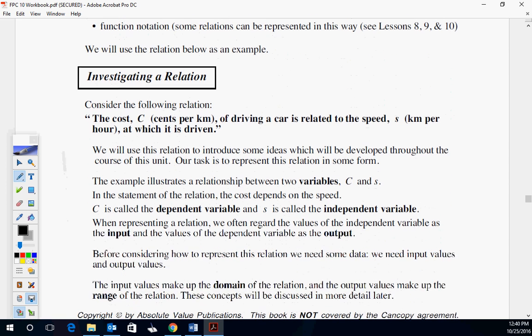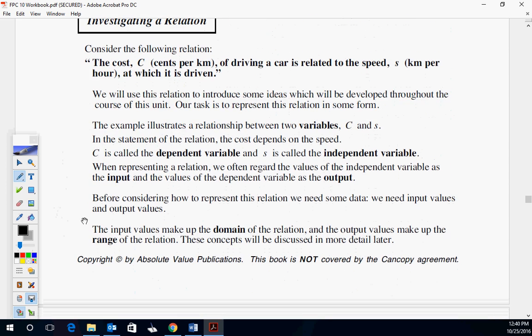Investigating a relation. I'm going to summarize this, try not to read it to you exactly, but essentially the cost C of driving a car is related to the speed S at which it is driven. That's a relationship between the cost of driving and a certain speed. If you're going a faster speed, you're going to be using more gas, so you're going to have more cost. That's a relationship.